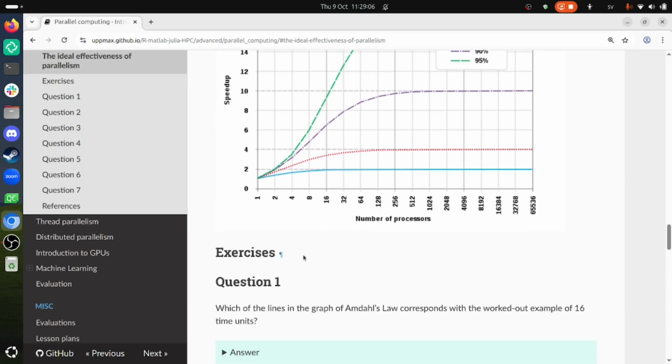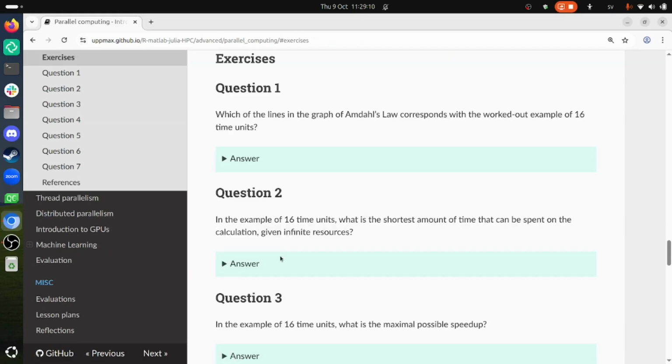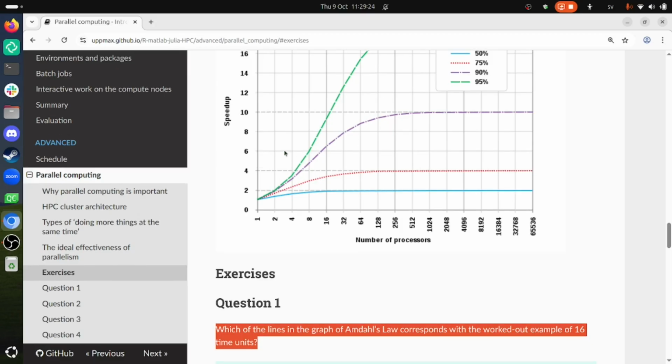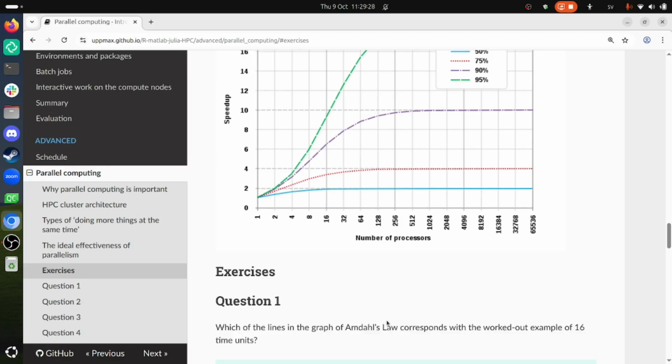Leaving the theoretical part, I'm now going to walk you through the exercises. And I encourage you to first think about the answer yourself, or do these exercises yourself. But I will walk through them now. Question 1. Which of the lines in the graph of Amdahl's law corresponds with the worked out example of 16 time units?